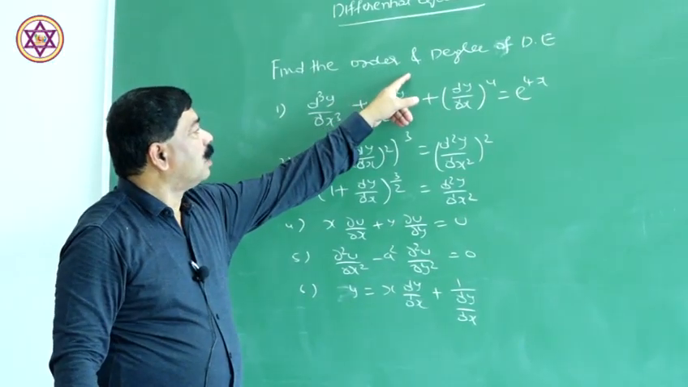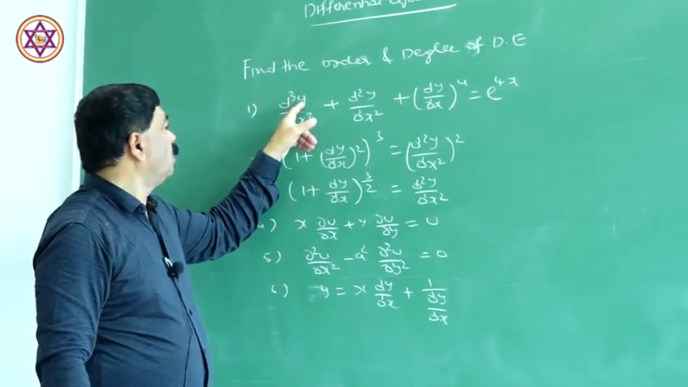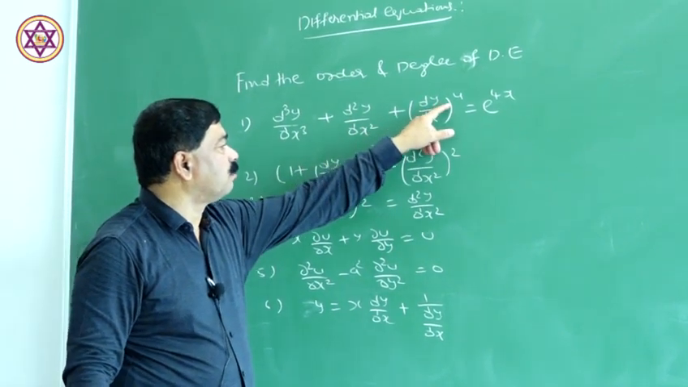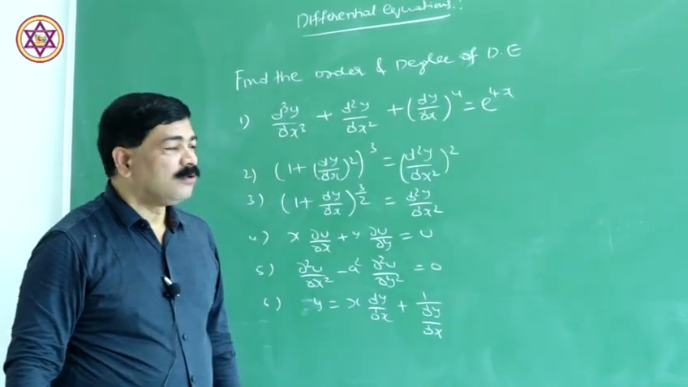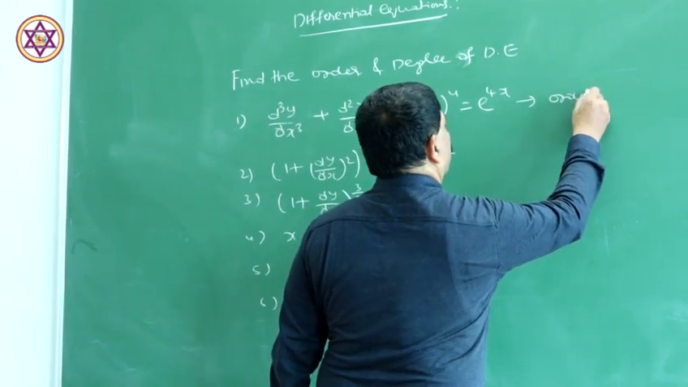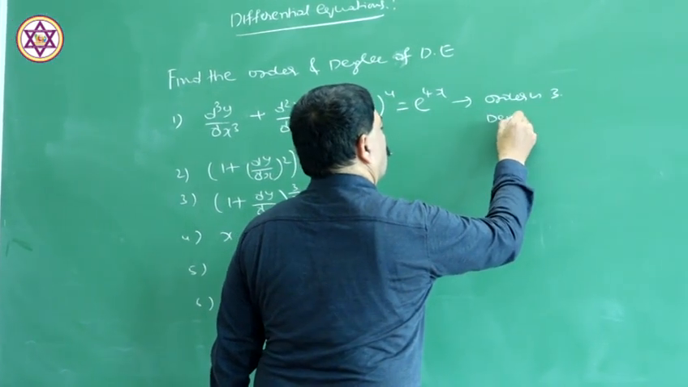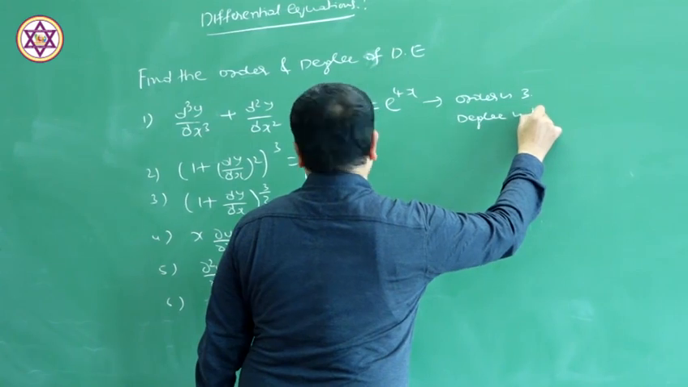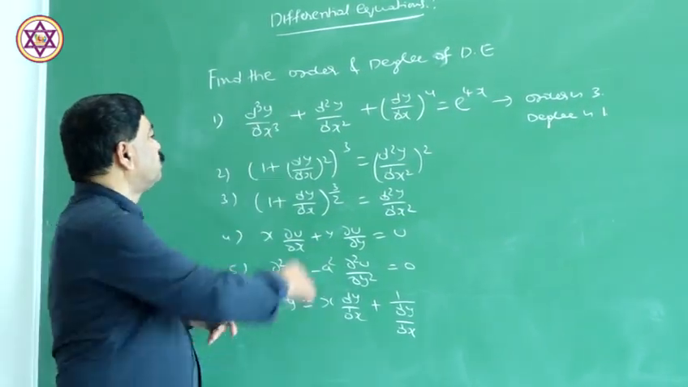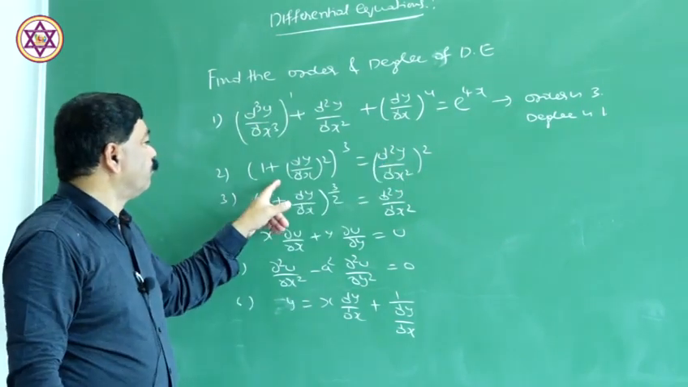Find the order and degree of the differential equation. First question, d cube y by dx cube plus d squared y by dx squared plus dy by dx whole power 4 is equal to e power 4x. Here order is 3, degree is 1. Here the highest derivative is 3, so this power is 1. So degree is 1.